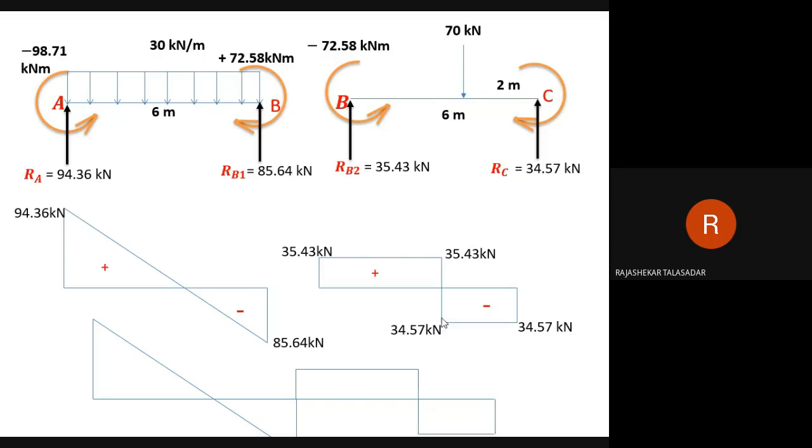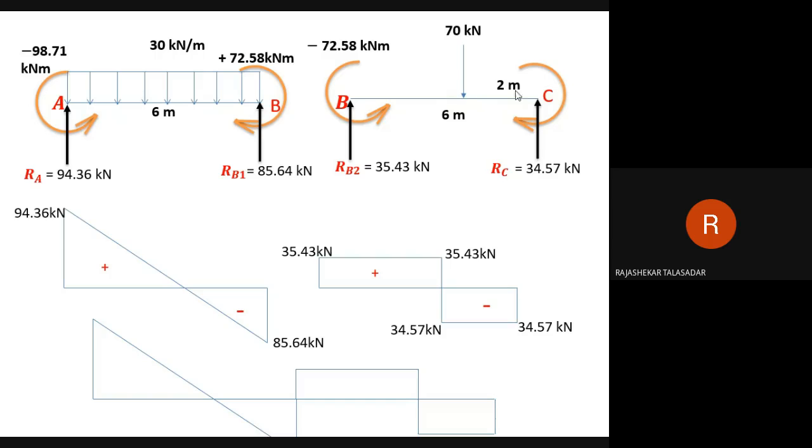So from the baseline it is minus 34.57. From here to here, if you think, it will be 70. From here to here, 34.57. From the base upward, 35.43. If you add those two, automatically you will get this 70 kilonewton. You can check this, this plus this value. This is plus, this is minus, but the total absolute value is 70.